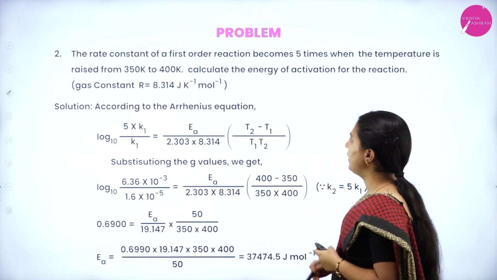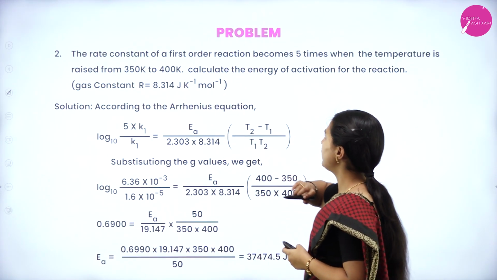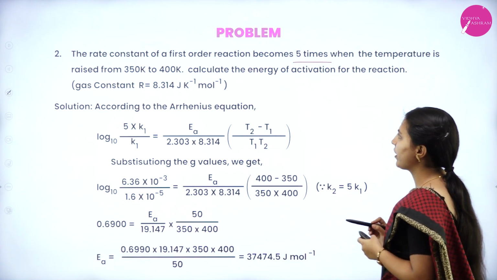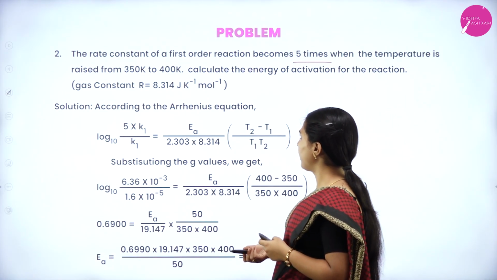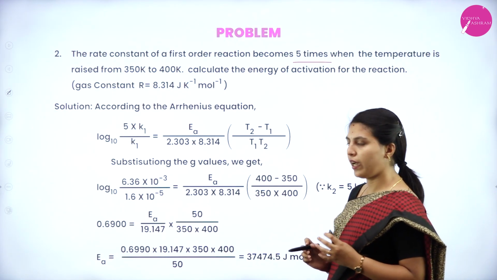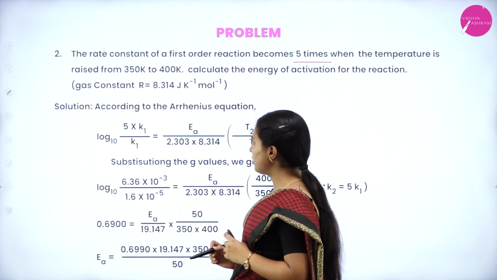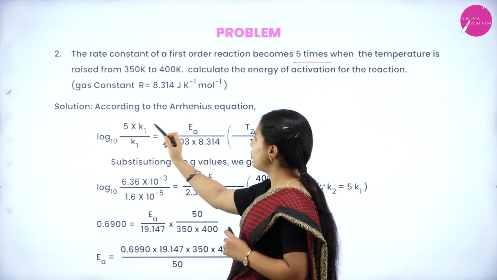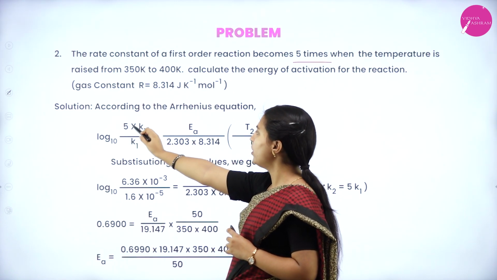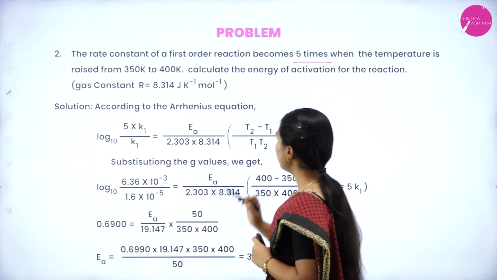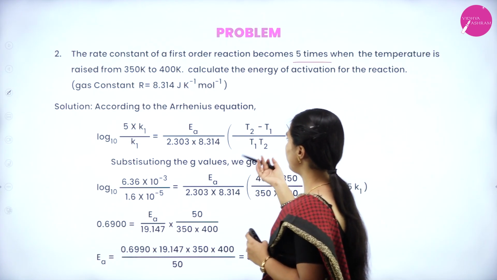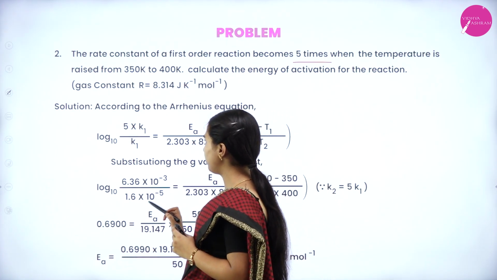Okay. And next, the rate constant of a first order reaction becomes 5 times when the temperature is raised from 350 Kelvin to 400 Kelvin. Calculate the energy of activation for the reaction. Gas constant they have given already. According to the Arrhenius equation, log of 5 K1 because it is 5 times greater than the rate constant. So here only we have 5 K1 by K2 equal to Ea by 2.303 R, T2 minus T1. Already they have substituted.